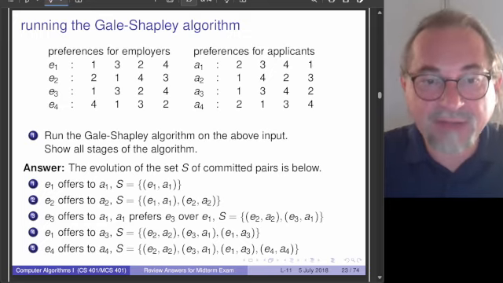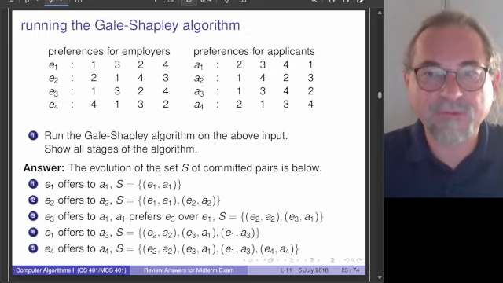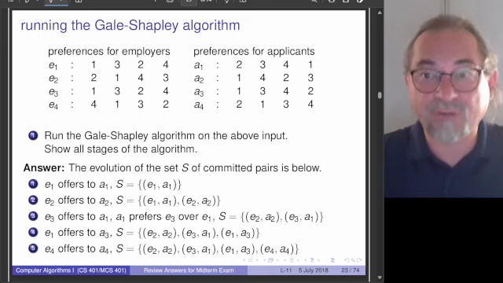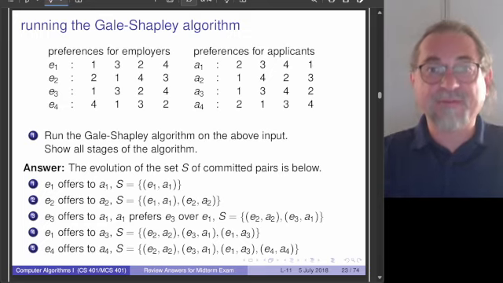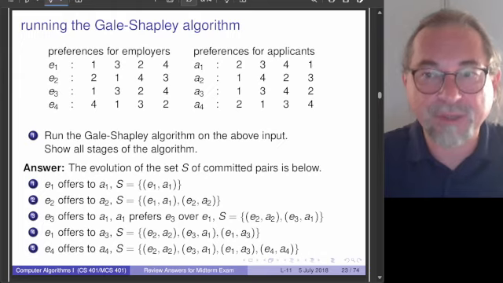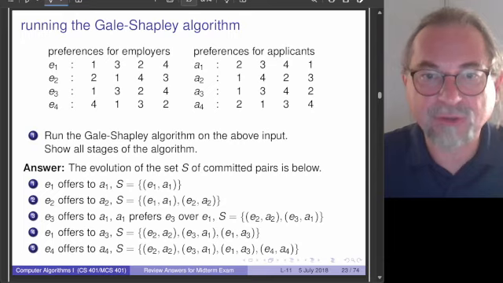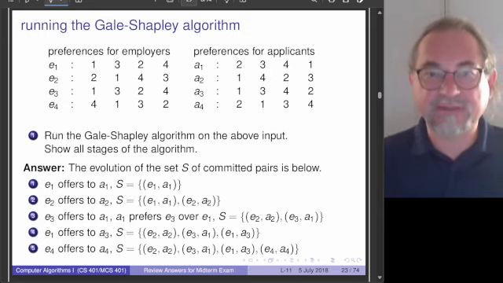Okay, then the last line is applicant 4, who receives an offer from employer 4. Employer 4 is that single employer who prefers applicant 4. Applicant 4 is not really a popular applicant, but applicant 4 has no choice but to accept. And one can verify that this is a stable matching.